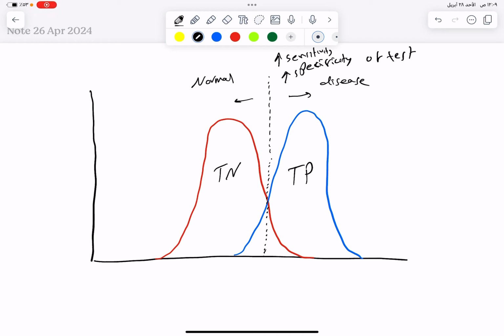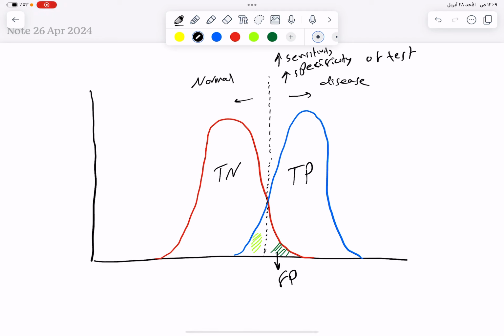These here, and this one, the true negative or the normal that are diagnosed as positive in the test. So this is the red line, and they become positive on the test. This is considered a false positive, because they are normal individuals but diagnosed as positive in the test, so false positive.